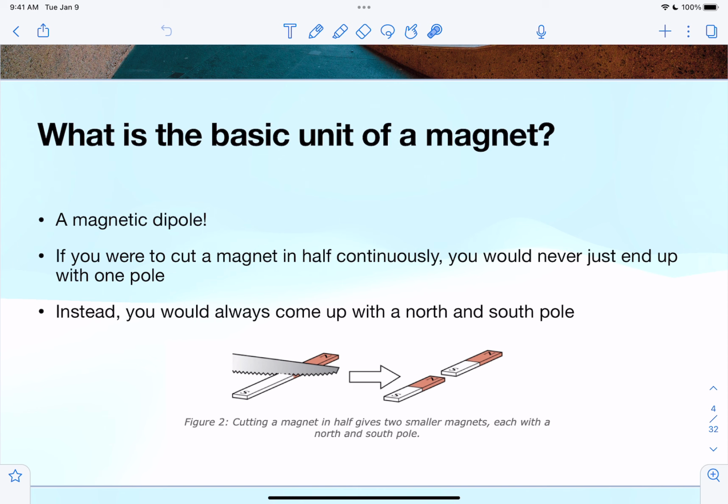And so this brings us to the idea of a basic unit of a magnet, which is a magnetic dipole. You always have to have a north and a south pole. So if you were to cut a magnet in half, and keep cutting it in half, you would always end up with a north and a south pole. You wouldn't end up with just one pole. You always have to end up with both. So the basic unit of a magnet is a magnetic dipole.